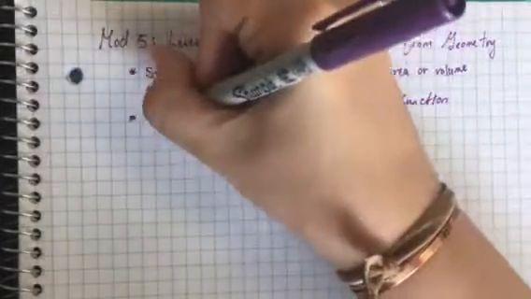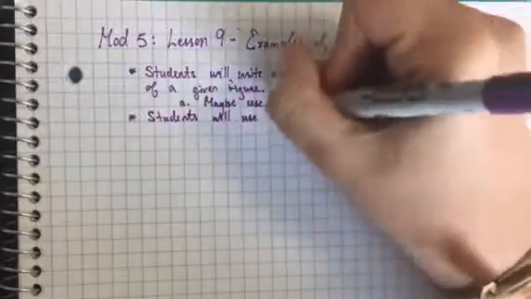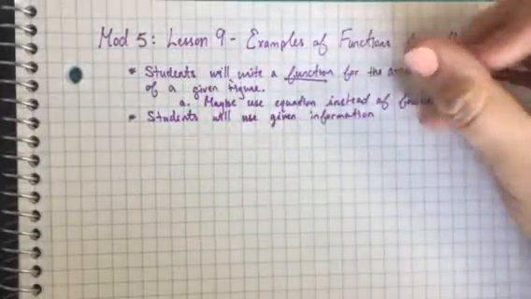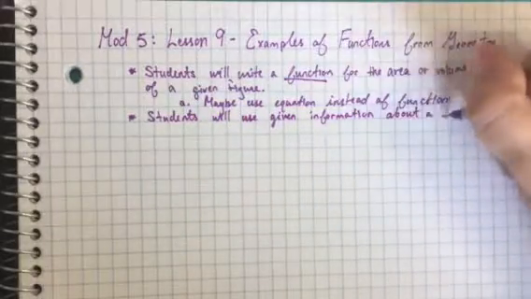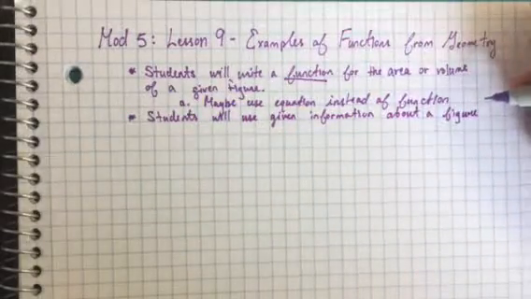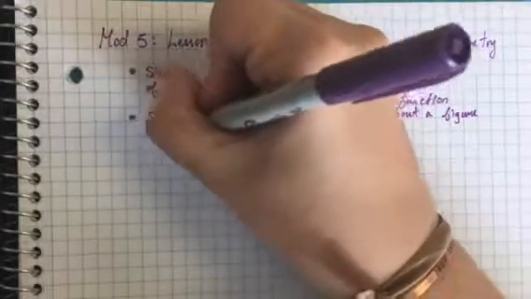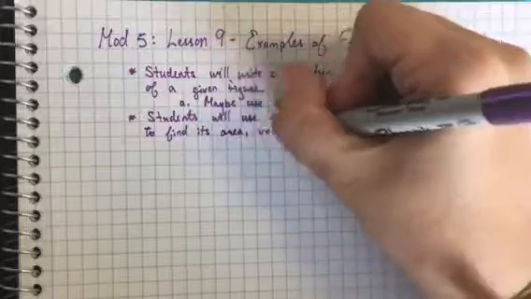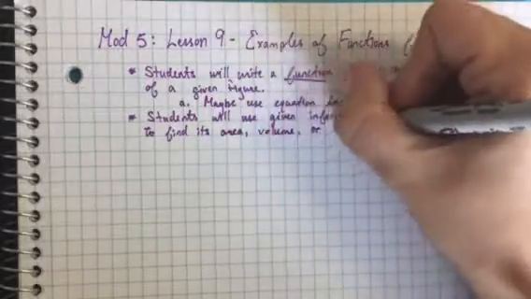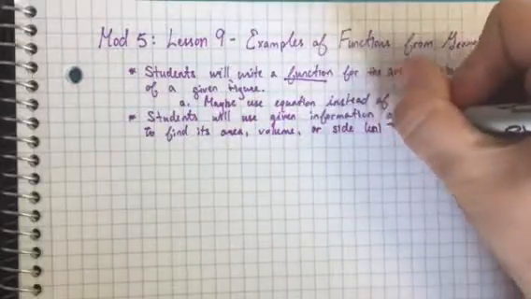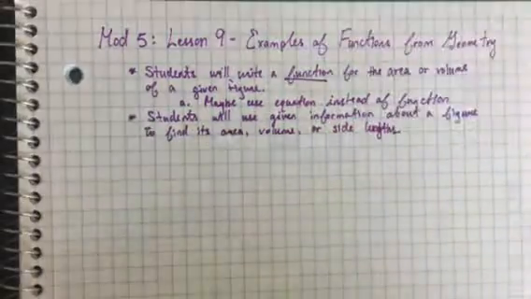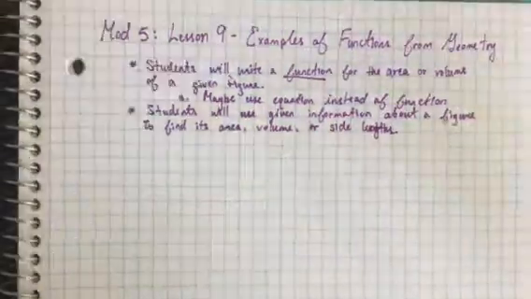Our second objective says students will use given information about a figure to find its area, volume, or a side length. So basically what we're doing is finding missing pieces of shapes or three-dimensional figures.